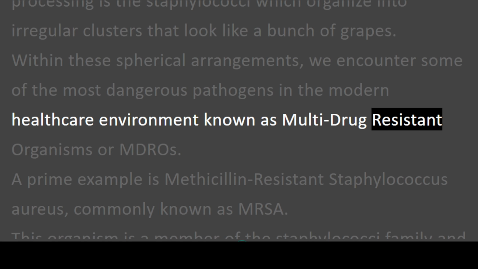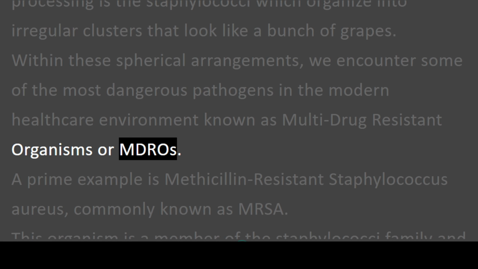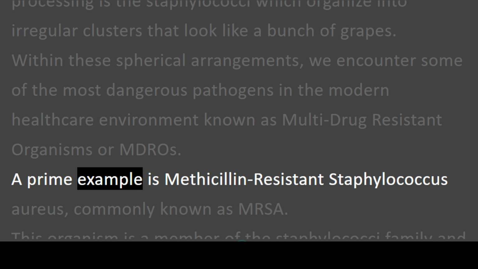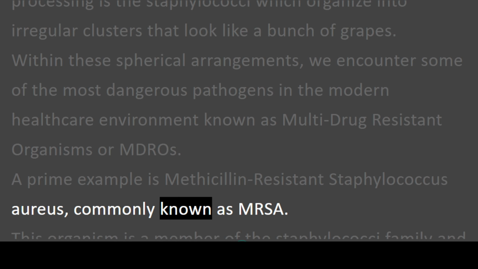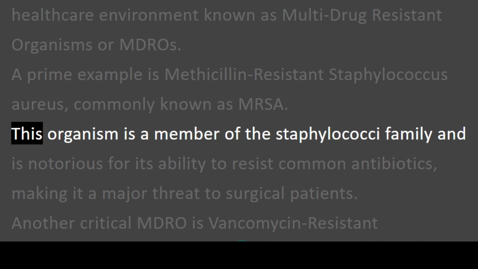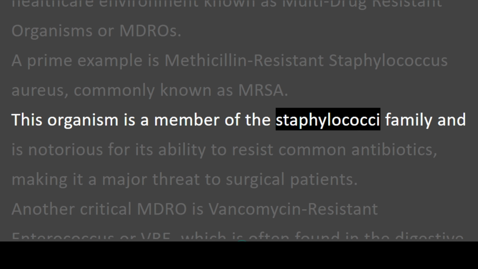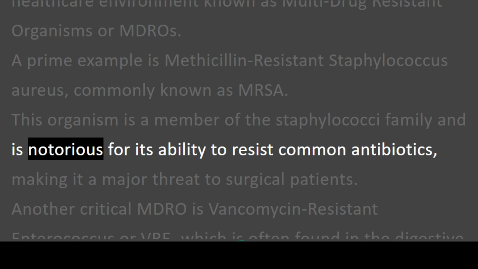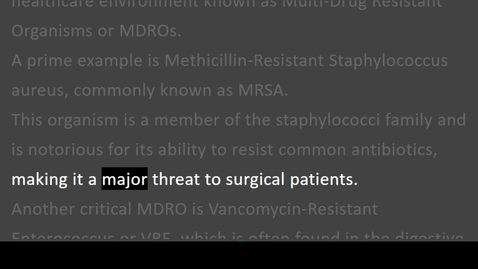Within these spherical arrangements, we encounter some of the most dangerous pathogens in the modern healthcare environment, known as multidrug-resistant organisms or MDROs. A prime example is methicillin-resistant Staphylococcus aureus, commonly known as MRSA. This organism is a member of the Staphylococci family and is notorious for its ability to resist common antibiotics, making it a major threat to surgical patients.